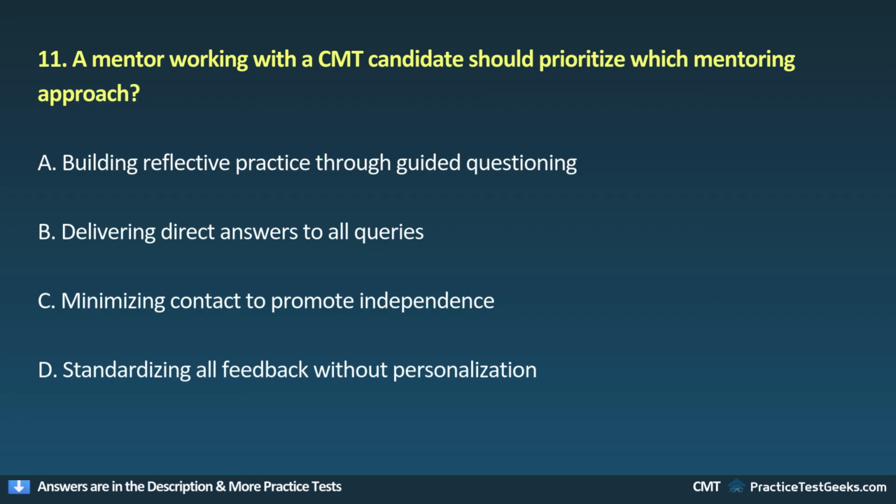11. A mentor working with a CMT candidate should prioritize which mentoring approach? A. Building reflective practice through guided questioning. B. Delivering direct answers to all queries. C. Minimizing contact to promote independence. D. Standardizing all feedback without personalization.